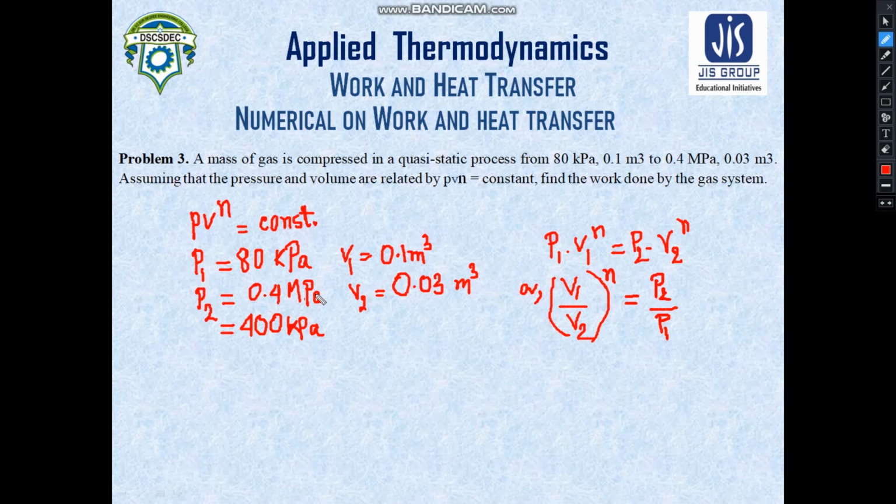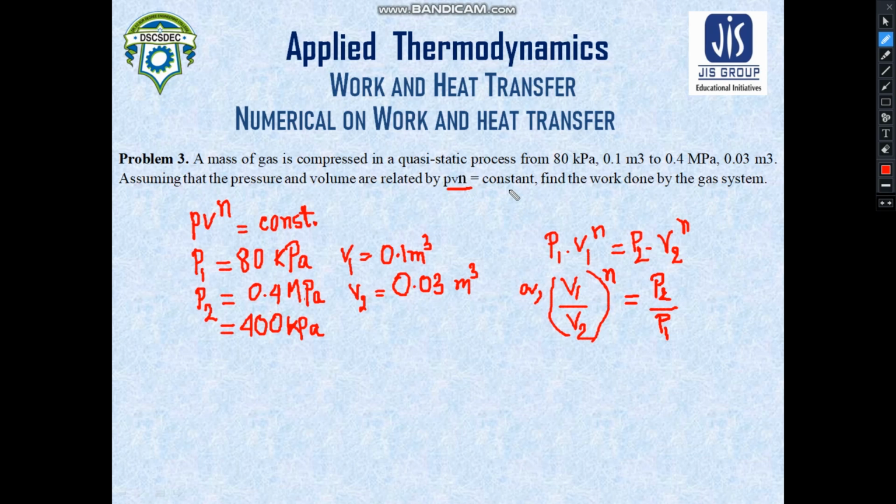As you can see, I have written down the initial information which is available from the problem. The problem states that a mass of gas is compressed in a quasi-static process from 80 kilopascal, 0.1 meter cube to 0.4 megapascal, 0.03 meter cube. Assuming that the pressure and volume are related by, so you must read this one, PV to the power n equal to constant.